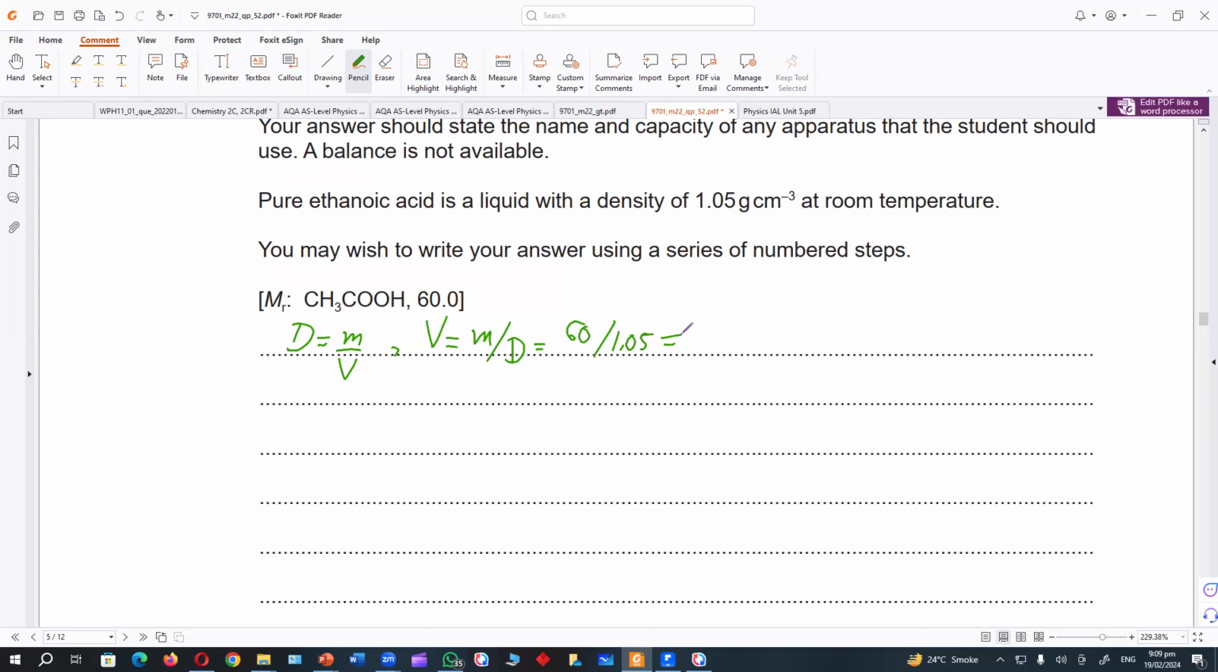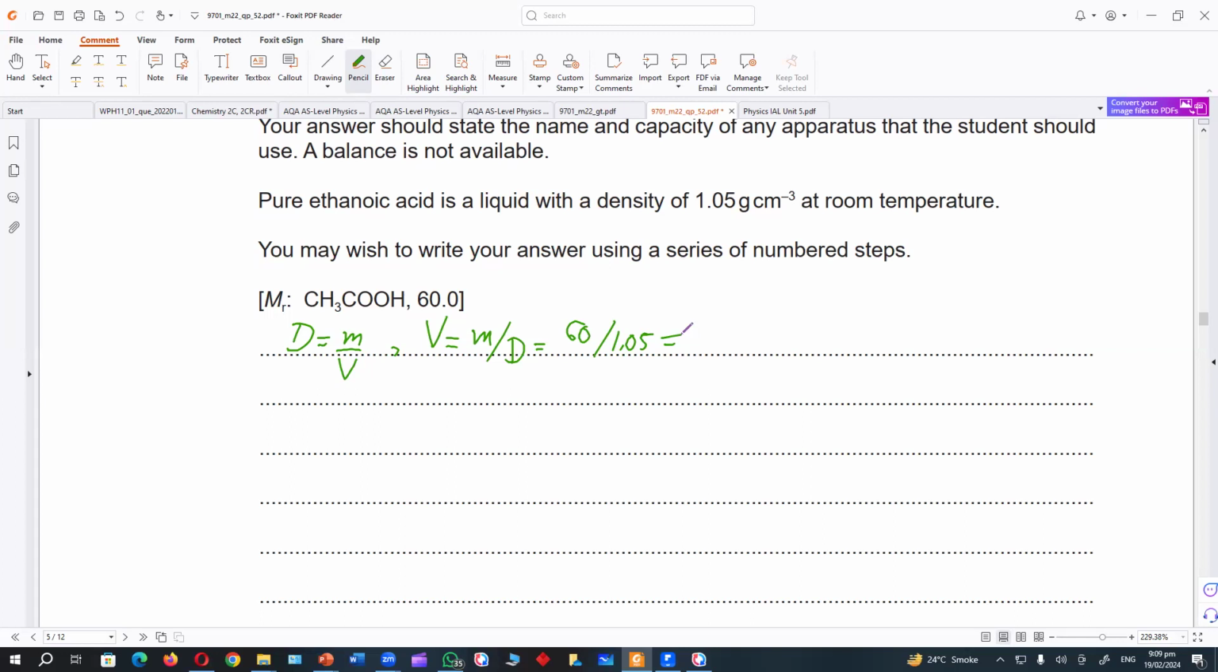See how much volume it comes. 57.1. How much? 30, 57.1. 57.1. Yes. So we can start with this volume. So we have the density.